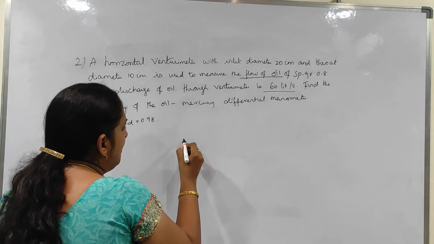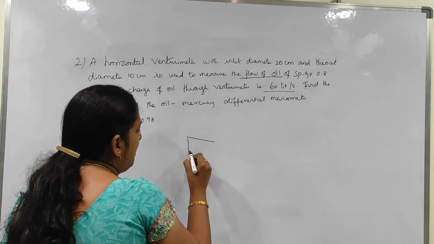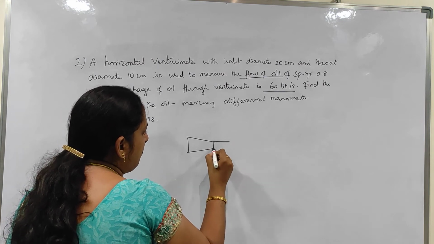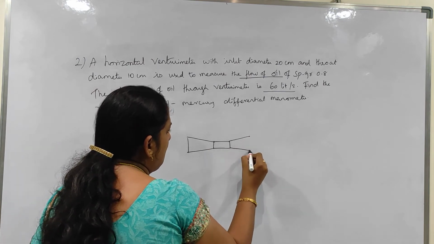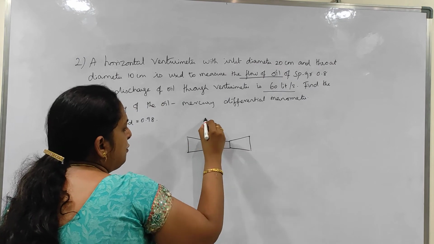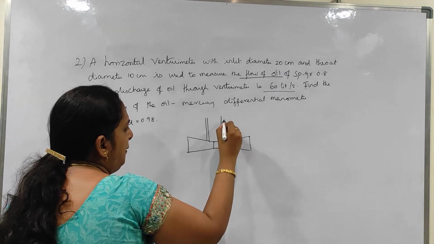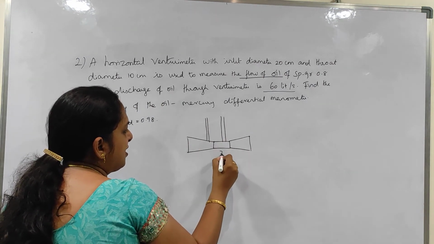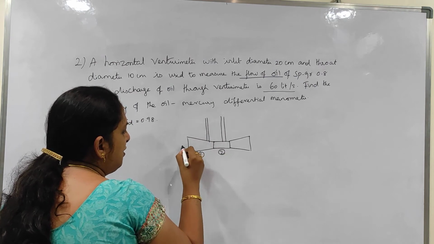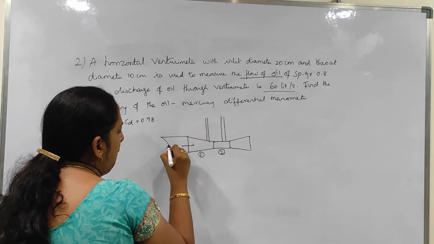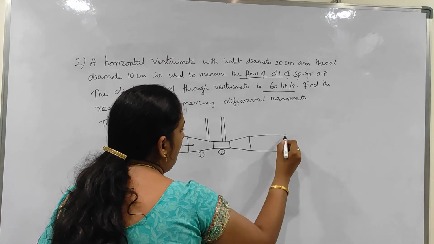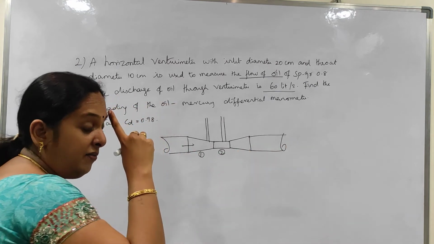So we know that in case of your venturimeter, you have a convergent pipe and a divergent pipe along with the throat. So you have your U-tube manometer here. This is your section 2, and this is your section 1, which is your inlet. This will be connected with your pipe. So this is your venturimeter.